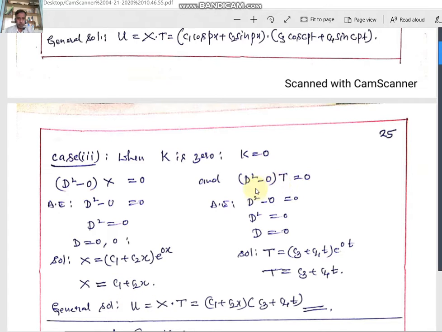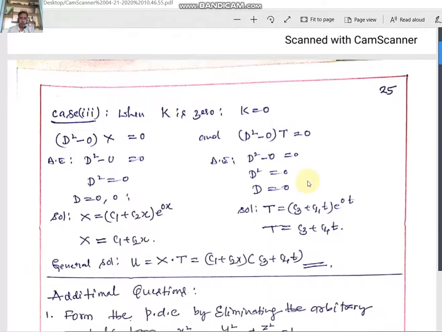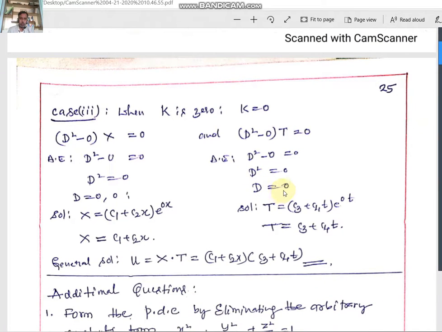So in the other case, (d square minus 0) into t is equal to 0. So again you will get d is equal to 0. Two roots you have to write here, d is equal to 0 comma 0. So then t becomes c3 plus c4 t e to the power 0 t, or c3 plus c4 t. So combine them in the form of product, u is equal to xt, with x value and t value. So these are the different forms of solution for the wave equation when k is positive, k is negative and k is 0. So this is the method of solving.